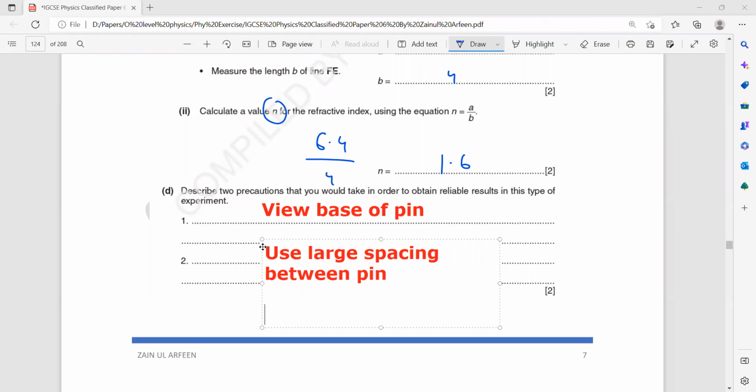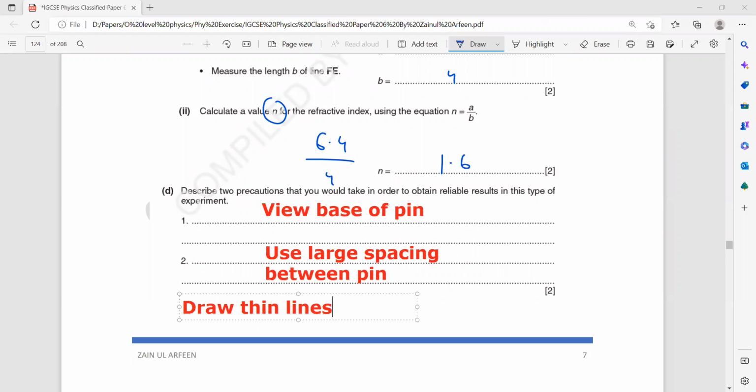Only two they ask, but you remember, draw thin lines when you're tracing the path. So these are the precautions we should take for reliability, or repeat the experiment with different angles for more accuracy.